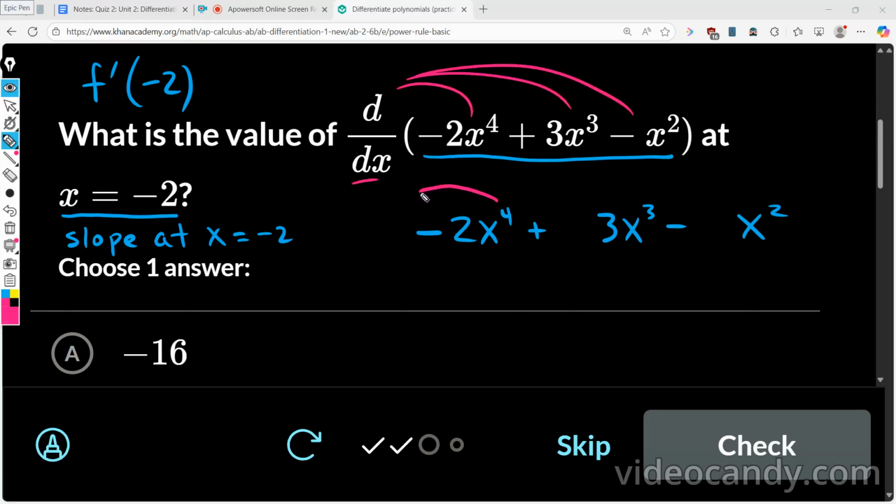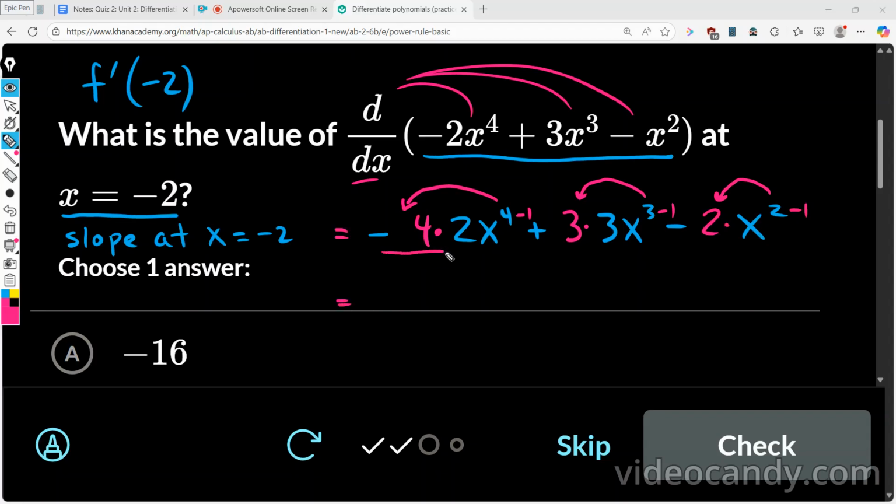All right, so the 4. Actually, let me put the minus sign a little further away. It really doesn't matter either way. But let me put the minus sign right there. Okay, that'll help a little bit. It's the same thing anyhow. All right, so let's put the 4 out front. And the exponent on the x loses 1. Let's take the 3, put it out front. And the exponent on x loses 1. Let's take the 2 and put it out front. And the exponent loses 1.